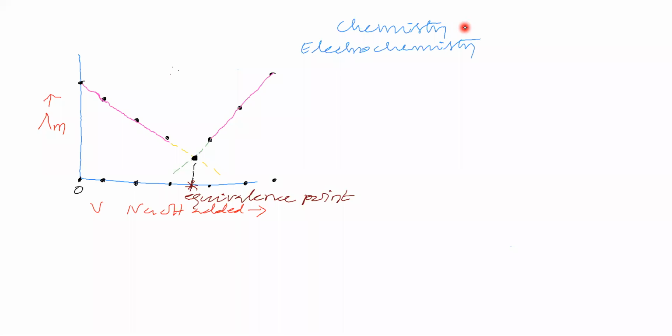We have seen that. Now let us go for the next titration, which is called weak acid versus strong base titration. Now we are taking weak acid versus strong base titration.